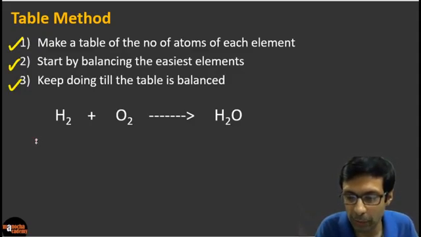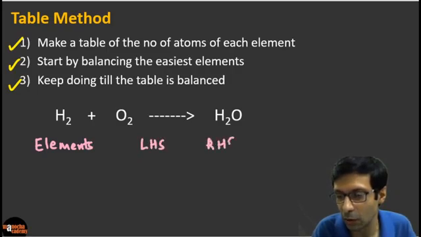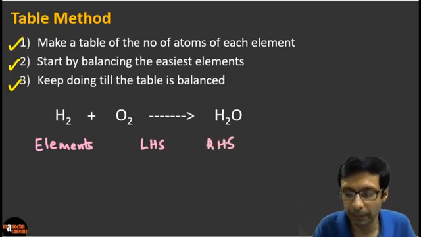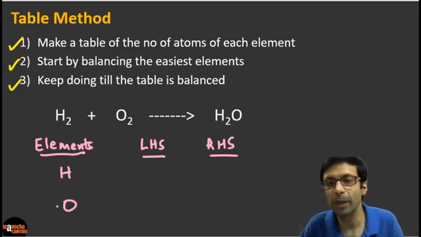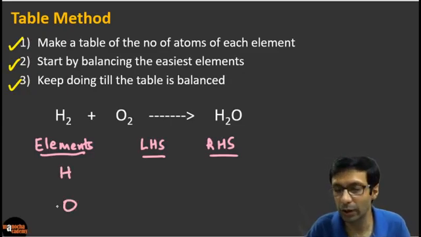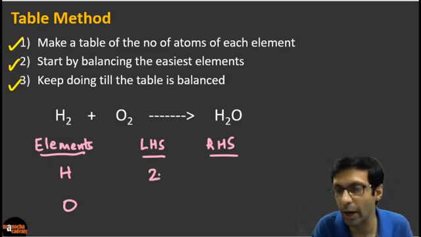So what is the table method? First, make these columns of elements, left hand side, right hand side. So what are the elements in this equation? So these are our 3 columns here. The elements, as you can see, are hydrogen and oxygen. So guys, can you tell me how many hydrogen atoms are there on the left hand side? So just as we saw earlier, can you see it is H2? So that's 2 hydrogen atoms.